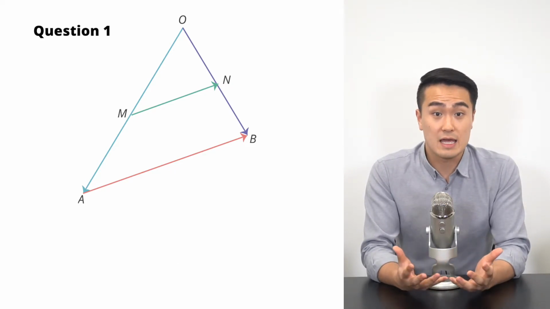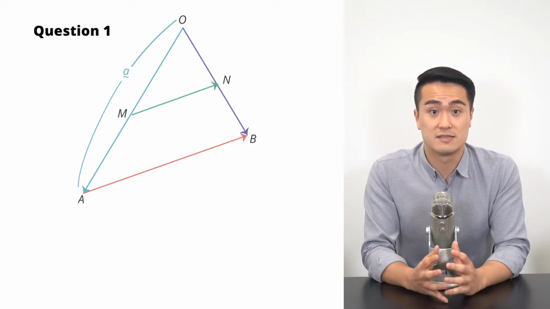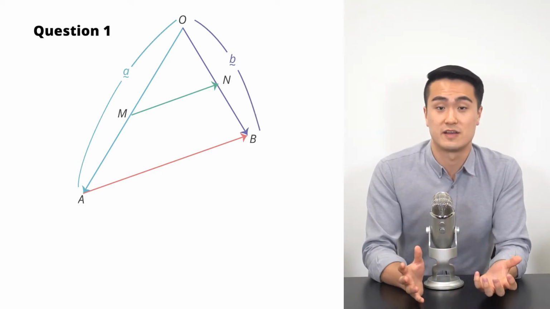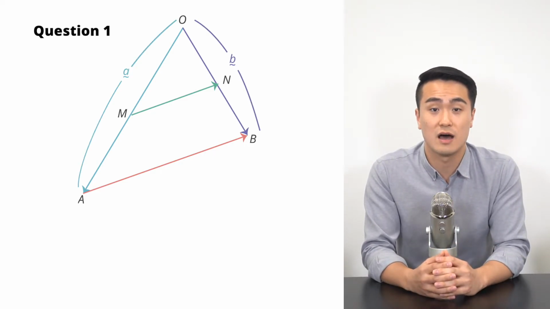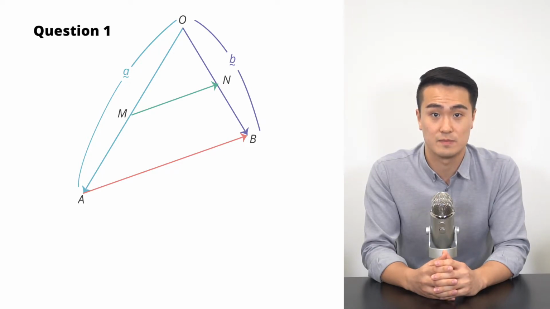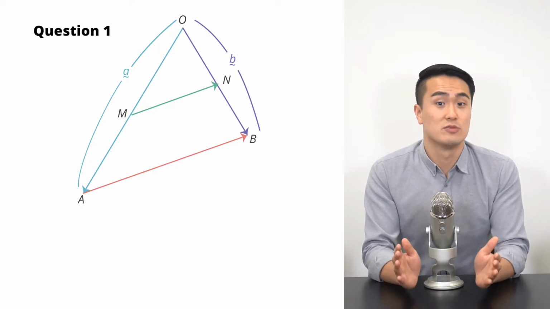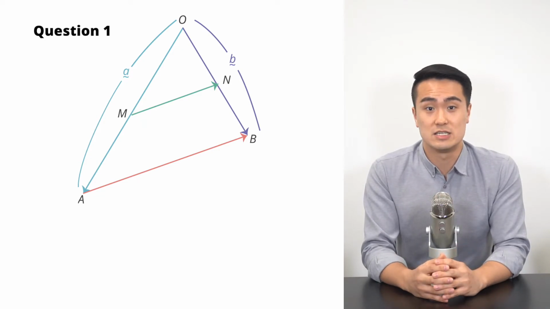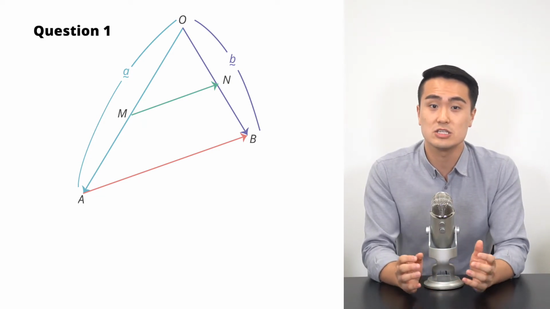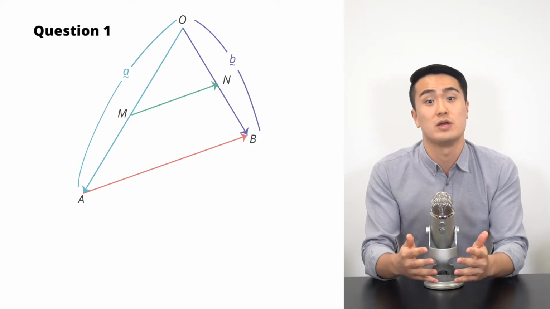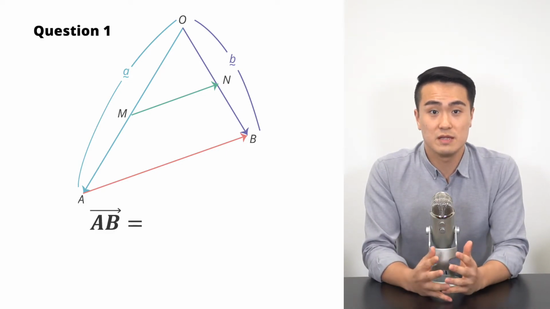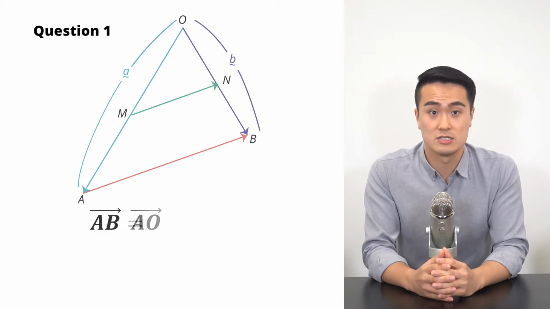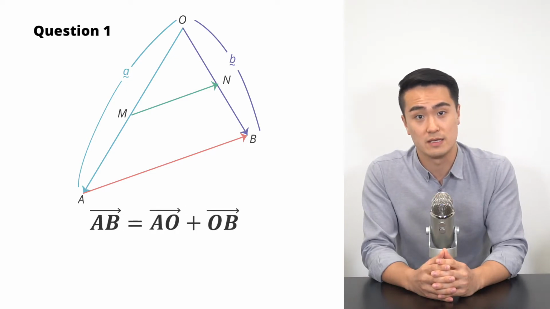Let's start by labeling the position vectors OA as vector A and OB as vector B so that we can express other vectors in terms of A and B. Now, here is an awesome tip. Because vector addition adds head to tail, we can essentially split vectors with a common point. In this case, we split vector AB with the origin into AO plus OB.